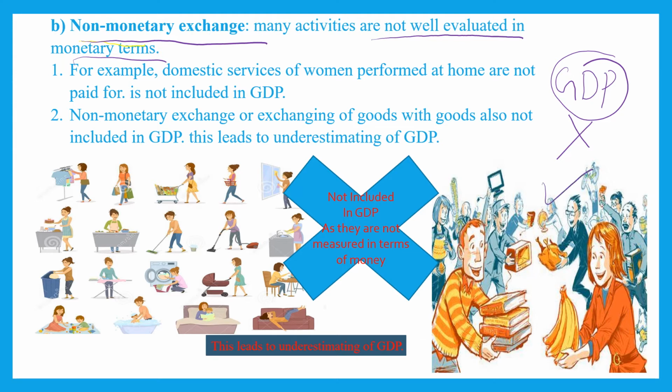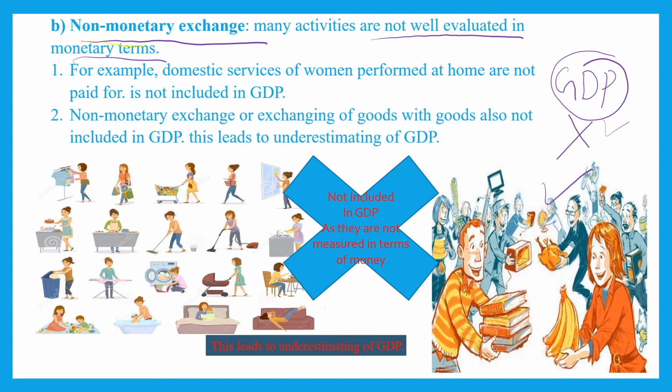Take the example of the barter system. Before the introduction of money, there was a barter system, but after introducing money, this barter system is not brought under the monetary system. When you exchange goods with goods, they are not valued in terms of money, so it is not included in the GDP.